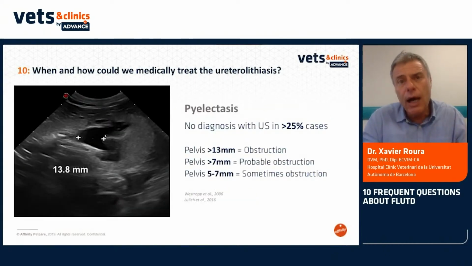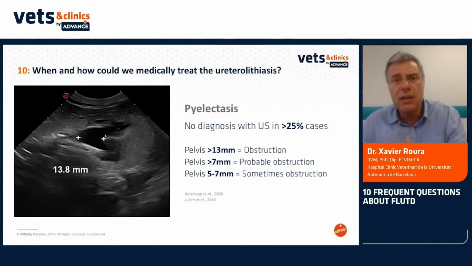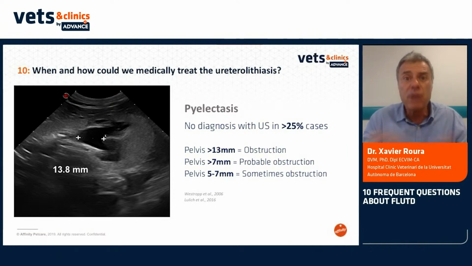So how can I do an early diagnosis? An early diagnosis is possible with abdominal ultrasound. We explained before that urolithiasis in the lower urinary tract is quite easy to diagnose; in general, X-ray alone is enough. But in the upper urinary tract it's more difficult, and abdominal ultrasound can be more important for this diagnosis.